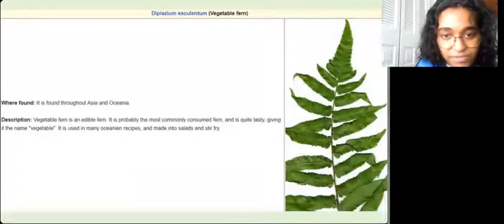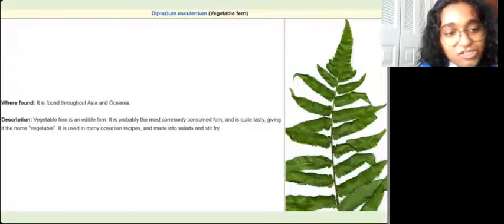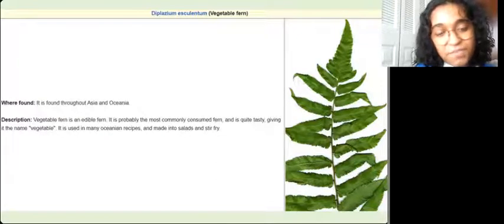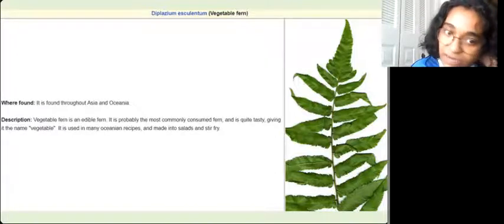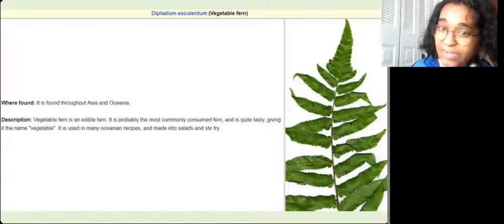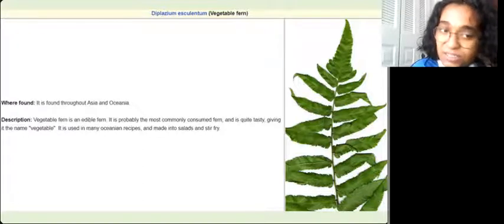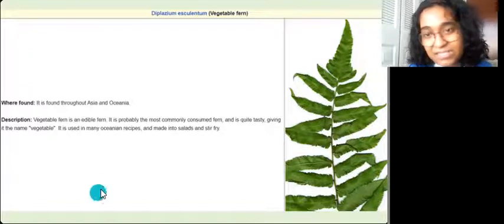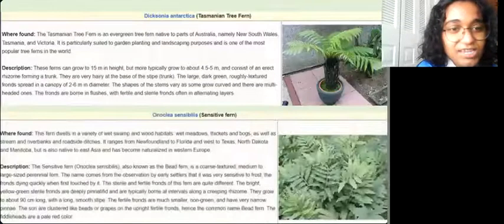So, the vegetable fern. The vegetable fern is found all throughout Asia and Oceania. Vegetable fern is an edible fern, so we can eat it. It is probably the most commonly consumed fern and is quite tasty, giving it the name vegetable. It is used in Oceanian recipes and made into salads and stir fries. I should eat this sometime. Okay.